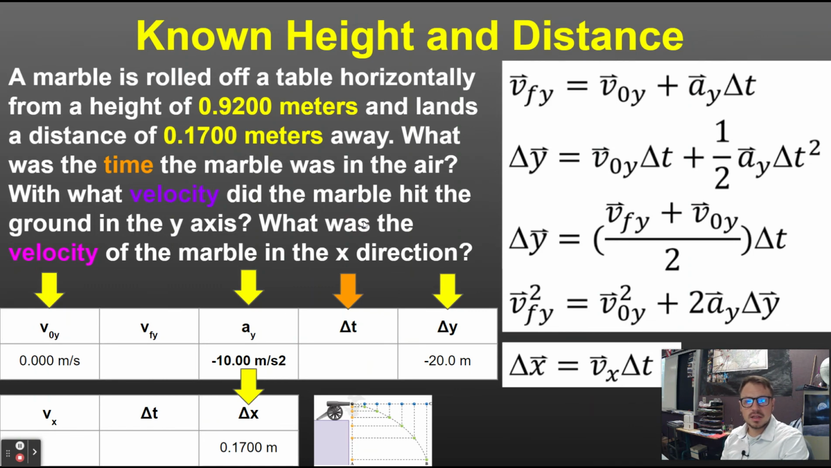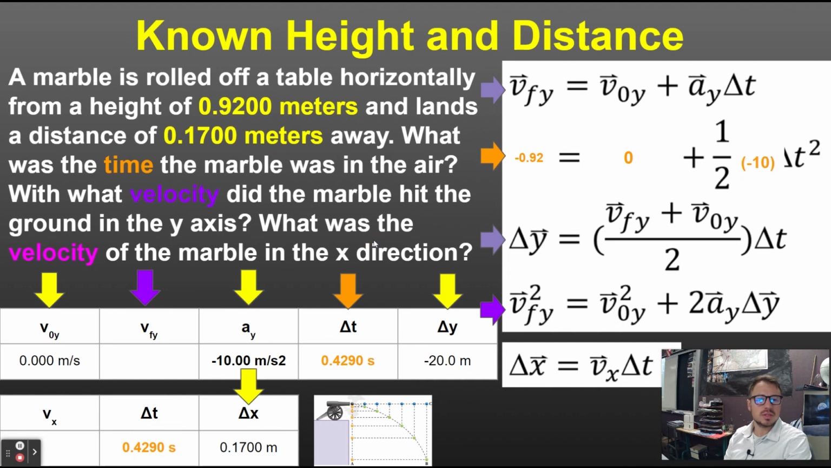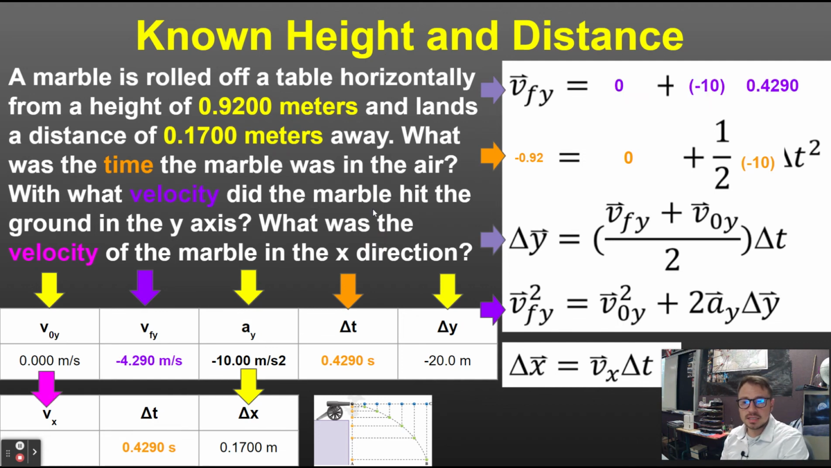We already did this. This was just the drop projectile problem. And you see, I meant to put for the displacement, it should be negative 0.9200. I did put it in the equation correctly. But the time interval, yes, 0.4290 seconds. Now I'm going to solve the final velocity. Not really concerned with this one in the y direction. I'm just looking for that velocity in the x direction.